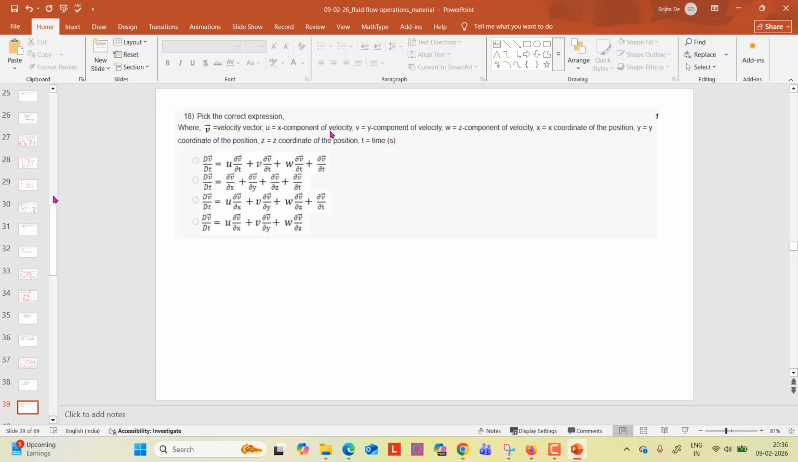Next, pick the correct expression. So dv dt is u del v del x plus v del v del y plus w del v del z plus del v del t. This is option C. Right? This is the expression of total derivative.